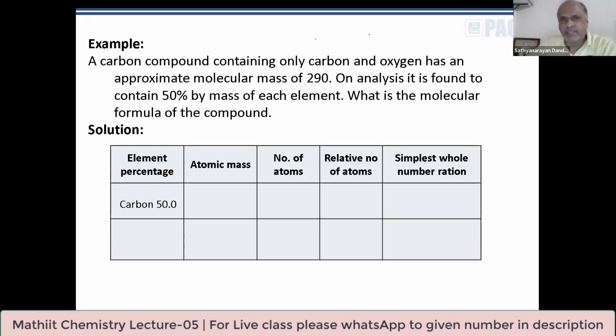So I take here 50 percent each. 12, 16. 50 by 12, 50 by 16. What is 50 by 12 equal to? 4.166. Then 50 by 16. Sir, 3.1.